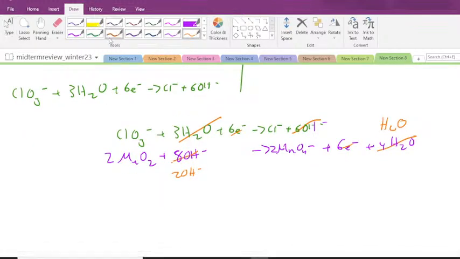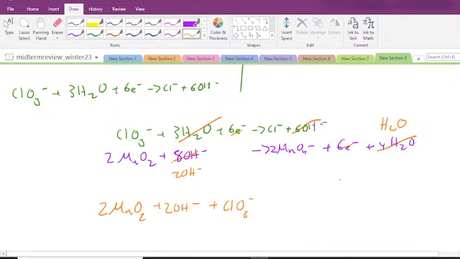So I'll rewrite it. So 2 of our manganese 4 oxide plus 2 equivalents of hydroxide plus our perchlorate species gives us 2 equivalents of our manganese 7 oxide plus chloride plus water.